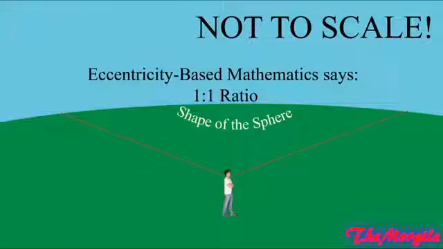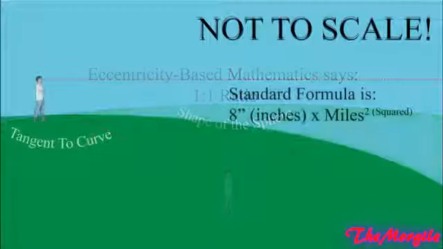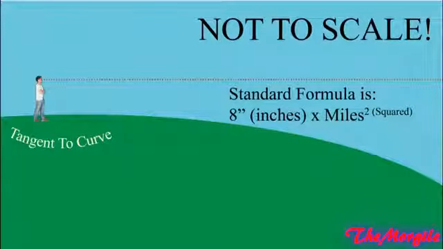But again, I think that formula is not accurately being applied to the shape of the Earth. That formula is to figure out what your line of sight would be in terms of a tangent to the curve of the Earth. So this is certainly erring on the side of caution in terms of the globe.